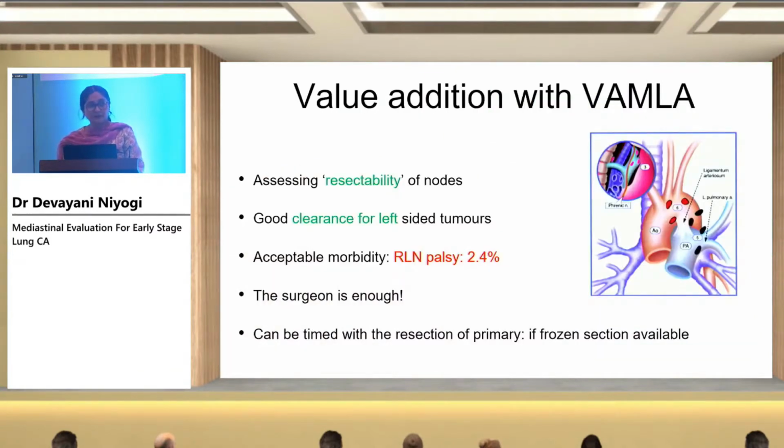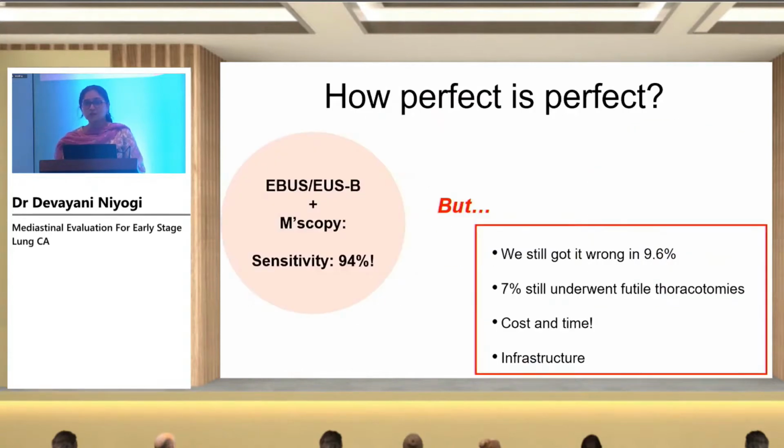But a mediastinoscopy or a VAMLA, that is a video-assisted mediastinoscopic lymphadenectomy, is not completely obsolete. What it helps the surgeon do is assess the resectability of the nodes. It gives you a very good clearance for left-sided tumors because the arch of the aorta comes in the way when you try to clear left-sided nodes by a VATS or a thoracotomy approach. The morbidity is acceptable. It's a palsy rate of 2.4% that we're looking at. And the most attractive thing is the surgeon is enough. So we don't have to depend on anybody else or any other procedure to stage the mediastinum. It can be timed at the same time as the resection of the primary if your institution has a frozen section available.